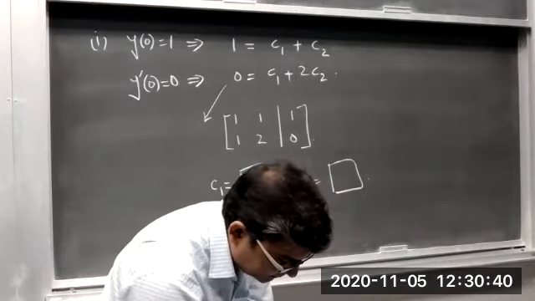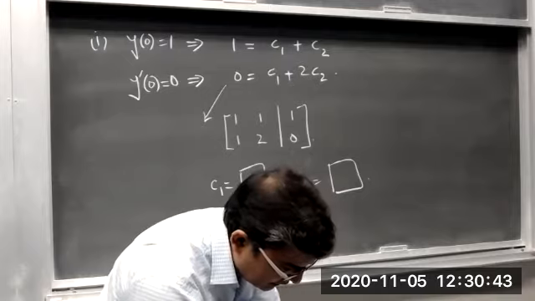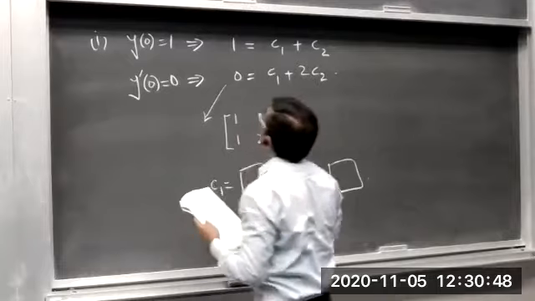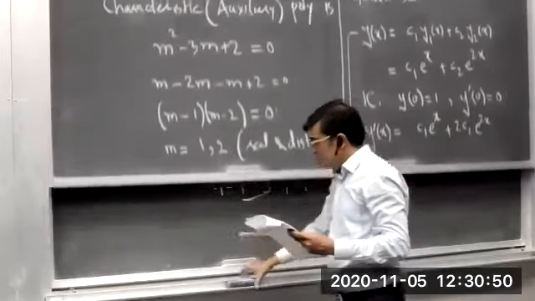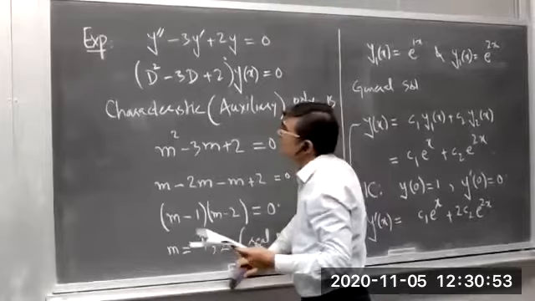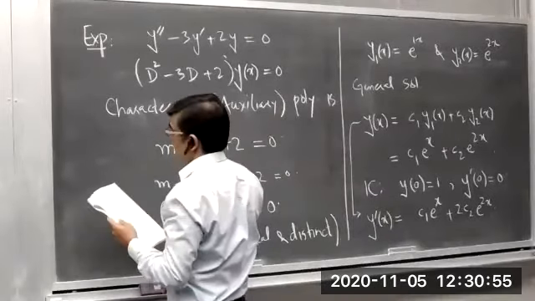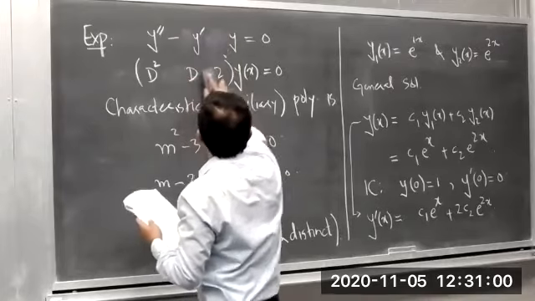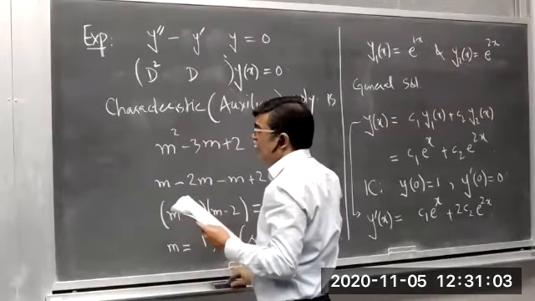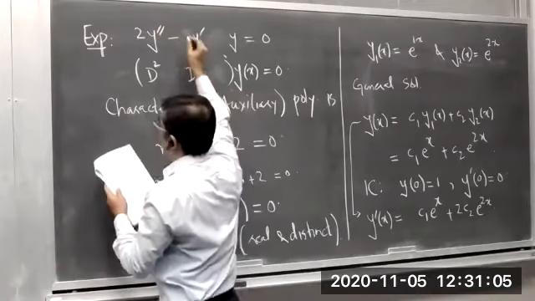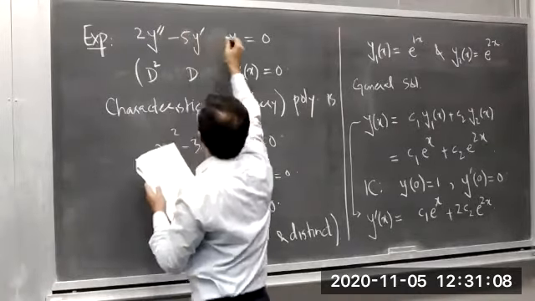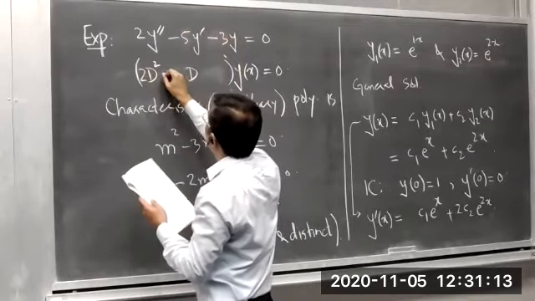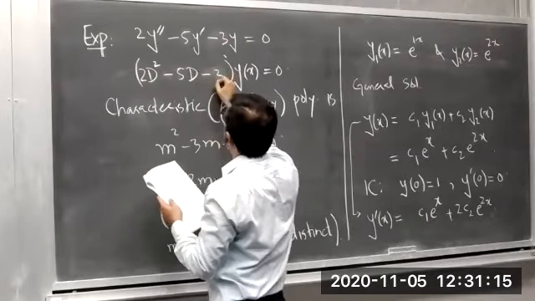Okay. Now, let me do a case when the roots will be repeated. Let's do another example. We solve the differential equation 2y double dash minus 5y dash minus 3y. So in that case, this equation can be written in this form.